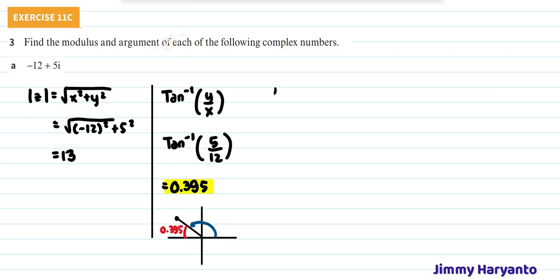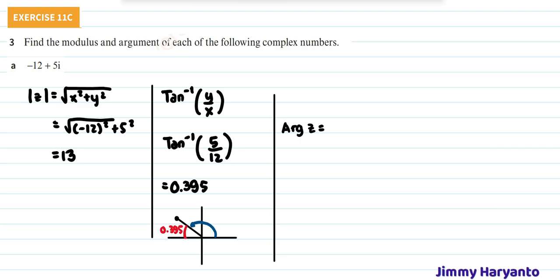Okay, so the final answer is not 0.395 but pi minus, sorry, let me write it down first. Argument z equals pi minus 0.395. Pi minus 0.395 is 2.75 in 3SF. That's it.